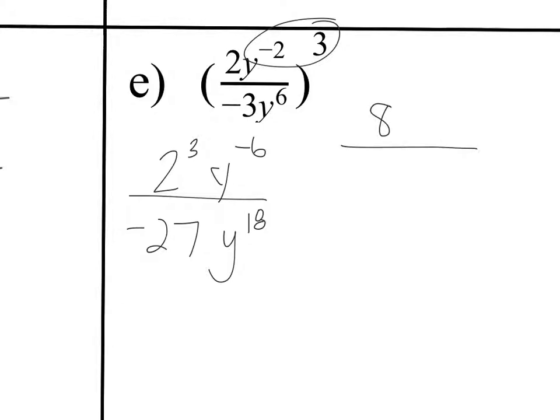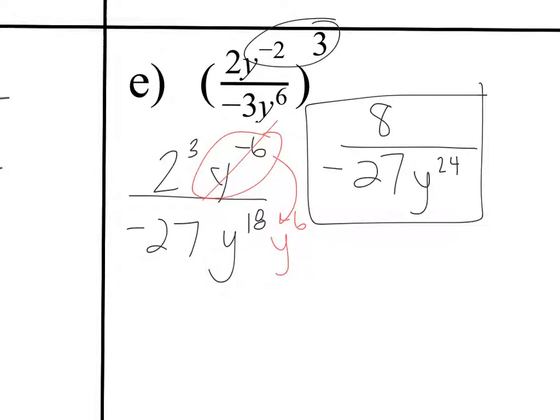Now this y, I can either subtract these exponents, but what I'm going to do is I'm going to take y to the negative 6 and put it on the bottom as y to the 6. And then I keep negative 27 where it's at because it doesn't have a negative exponent. So I'm going to put negative 27, and then I'm going to add these two exponents to be y to the 24th. So the negative can go on the top, on the bottom, or in the middle.